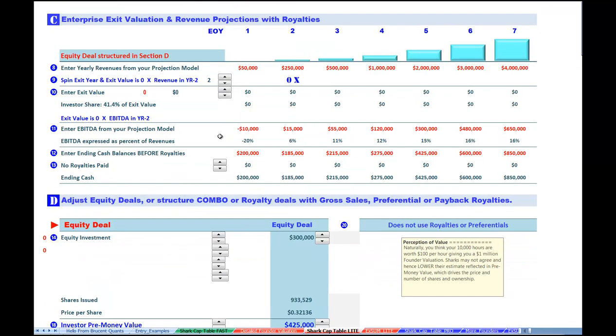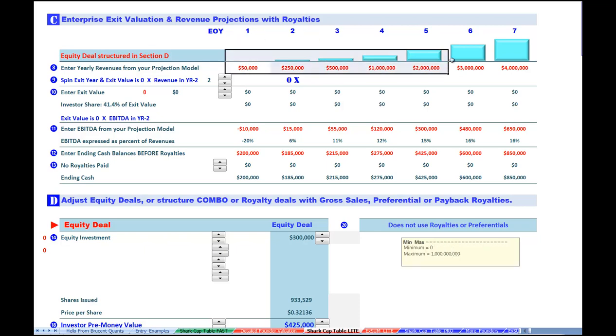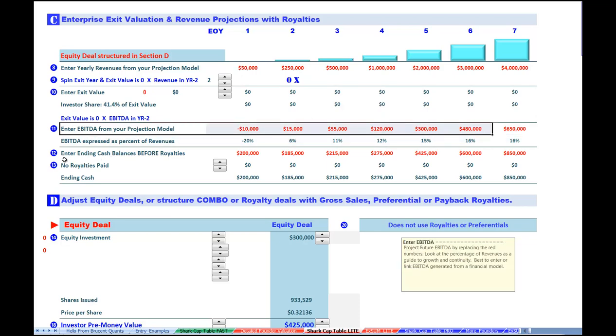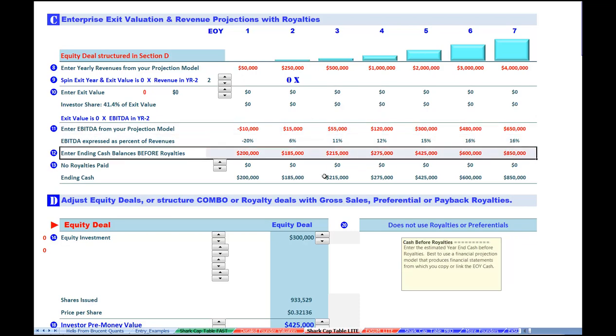All right, so let's keep on going. Now here we have a section called the Enterprise Exit Valuation and Revenue Projections with Royalties. Here we have a little revenue projection. I've already put it in there. You could connect any one of these red lines, which happens to be EBITDA, and ending cash with your financial model. Now the first thing we need to do is we need to spin in what we think we're going to sell the business for.